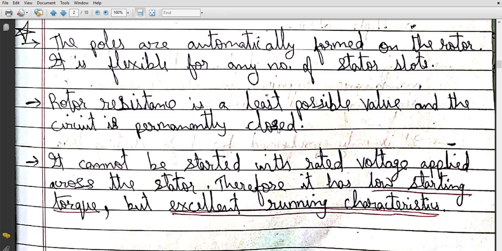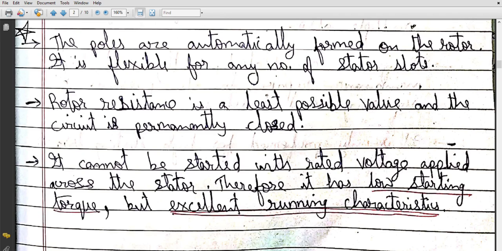But in slip ring induction motor we can start with rated voltage. Even if we give rated voltage, since we have added some external resistance in the slip ring induction motor, the starting current will be low. So that is why we are using the slip ring induction motor.